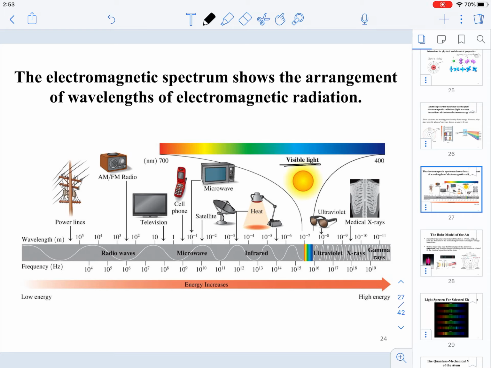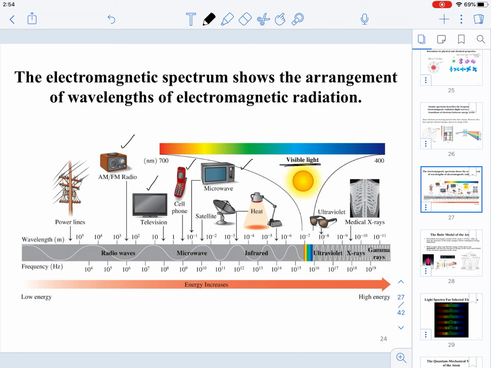Now, in this image, I am not expecting you guys to memorize any of the context of it. Just understand that many things that are part of the electromagnetic radiation spectrum are involved in things that we utilize in everyday life, including the microwave that you may utilize to heat up your food, the cell phone communication, how we get a television signal, how do we get an AM or FM radio signal.